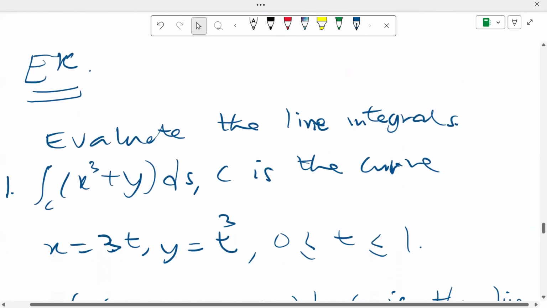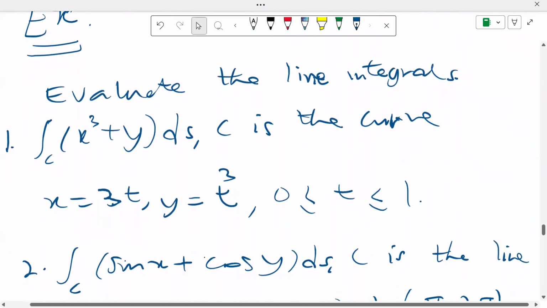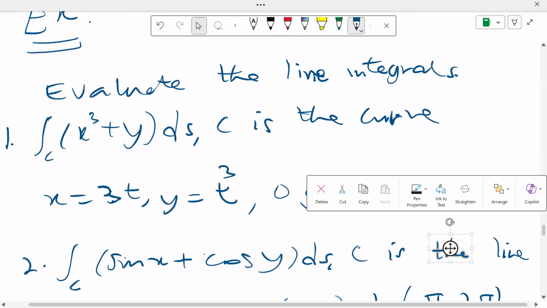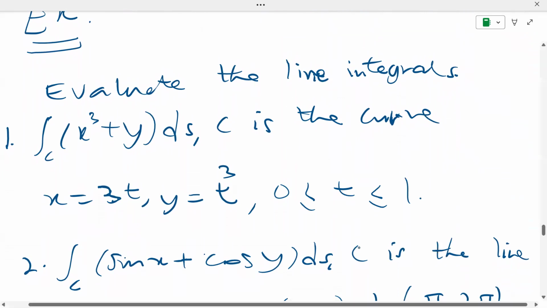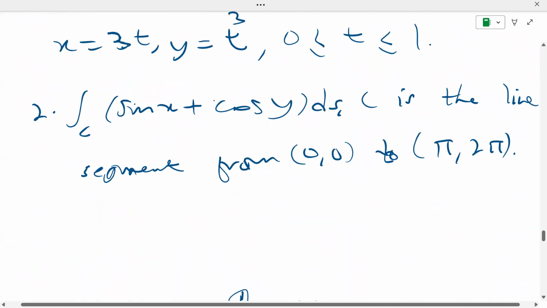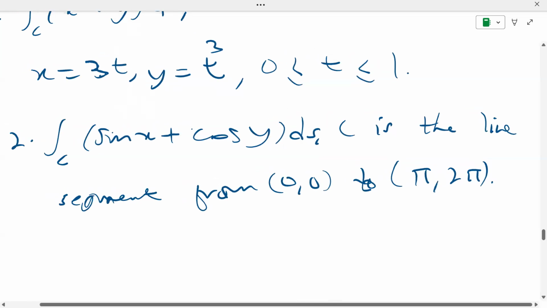Now let's look at these exercises. Evaluate the line integrals. So 1, we have this expression where our C is the curve x equals 3t, y equals t cubed, then t from 0 to 1 inclusive. And then we also have the second question, C, where we have the whole of this expression. C is the line segment from 0 to pi to 2 pi.